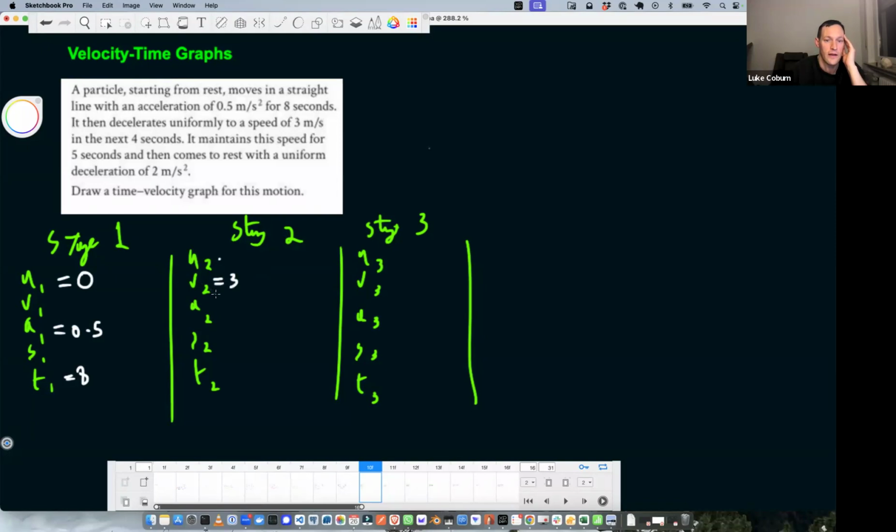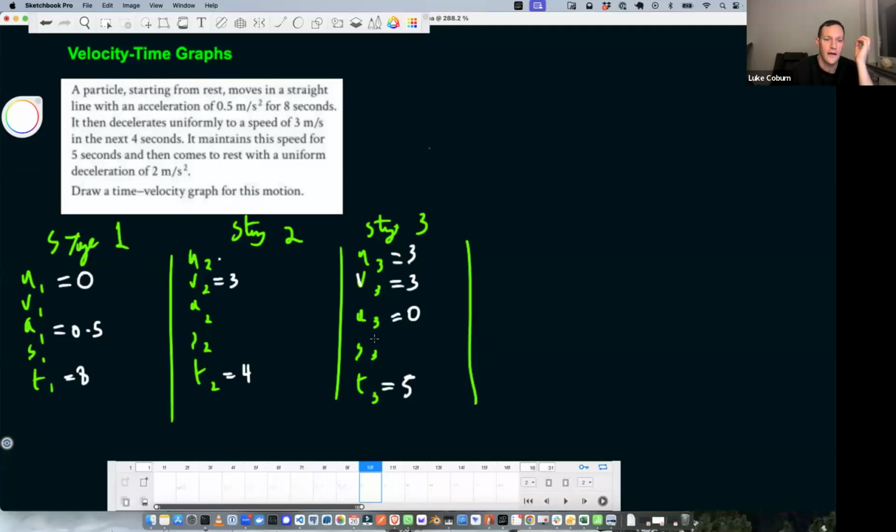So its final speed is then 3 meters per second. It does that for 4 seconds. And then it maintains this speed for another 5 seconds. So whatever that final speed was, here the final speed was 3 meters per second, and it just maintains that speed. So U is equal to V, if it's maintaining its speed and it's not changing. So that means that the acceleration is just 0, okay?